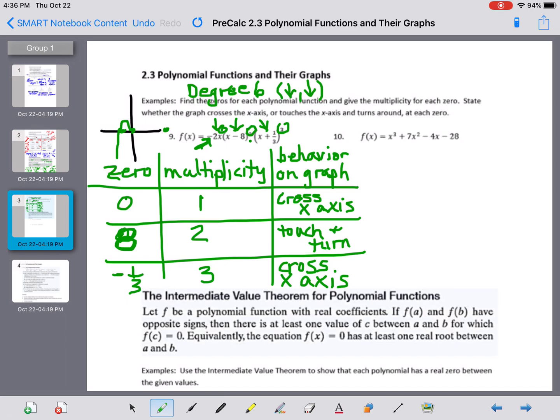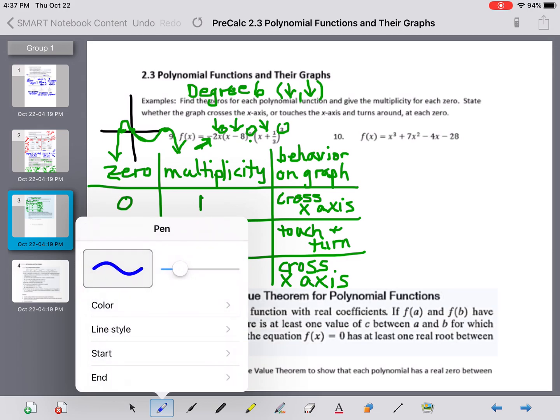When I get to 0, I'm going to cross through. And I do something over here. When I get up to here to 8, I'm going to turn and go back down, okay? Because at 8, it said touch and turn. So I touch and turn at 8, okay? I don't cross over. And I get this graph, and there's some behaviors in the middle. I don't know how high or low those bumps are in the middle, but that's the general idea of what's happening here because of knowing the zeros and their multiplicity, okay?